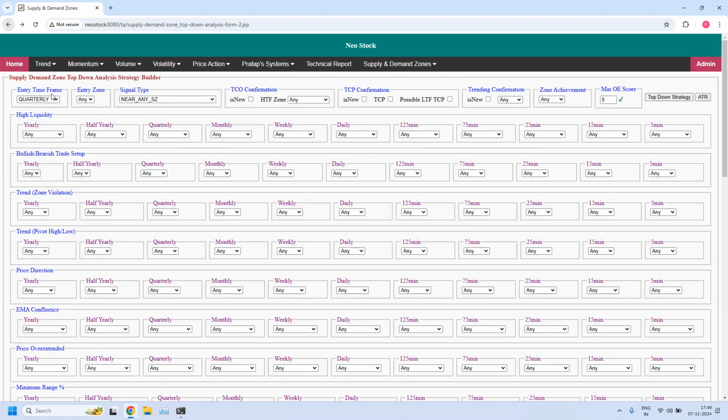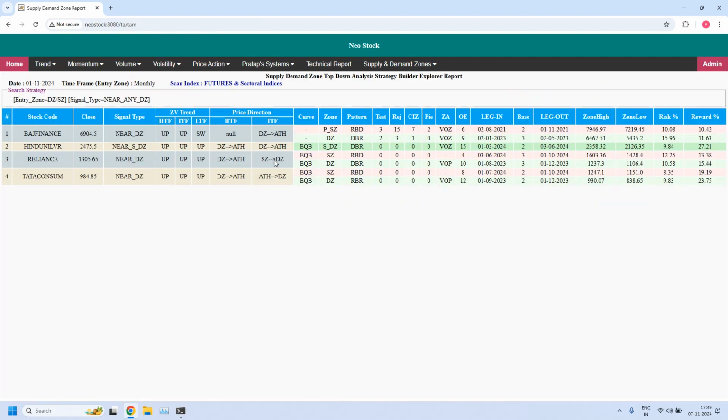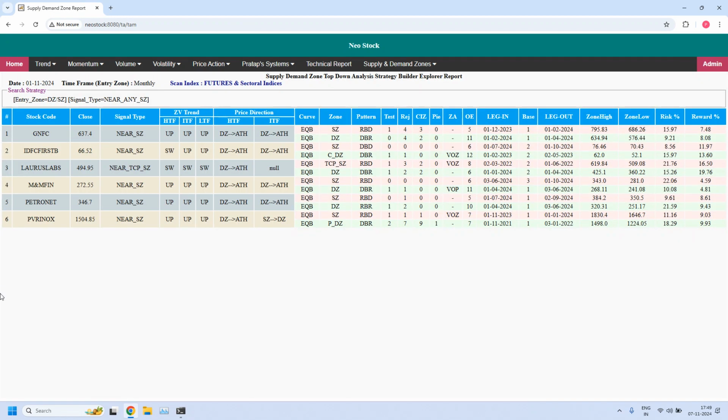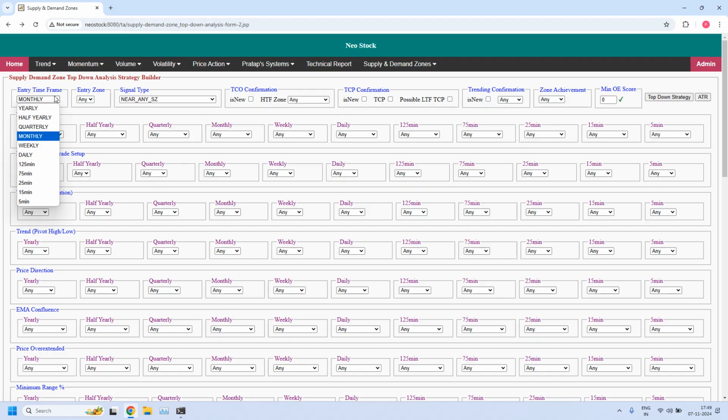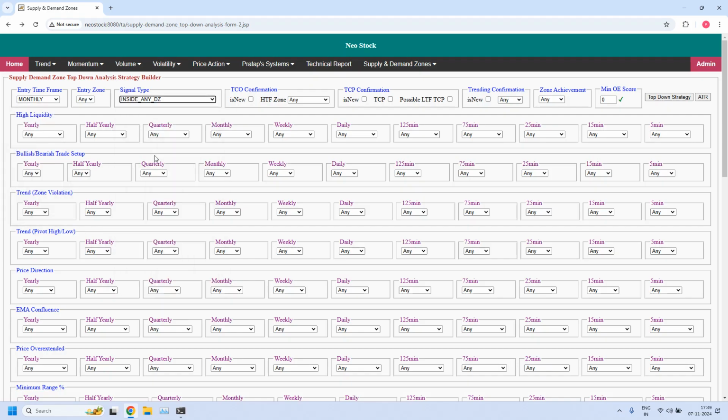Next time frame is monthly. Let's find the stocks near monthly demand zone. 4 stocks are filtered. Next monthly time frame, let's find the stocks near monthly supply zone. 6 stocks are filtered. Next monthly time frame, let's find the stocks where price closed inside monthly demand zone.